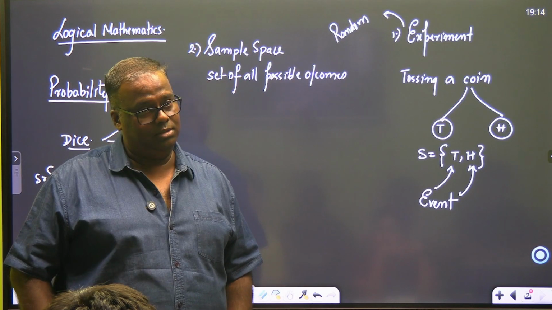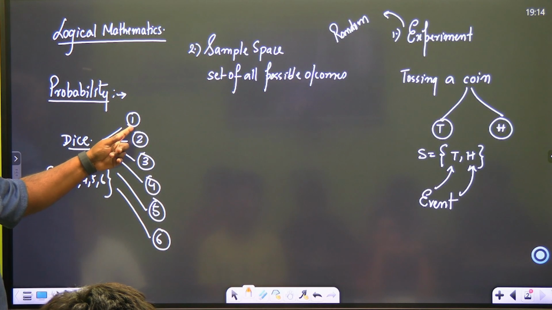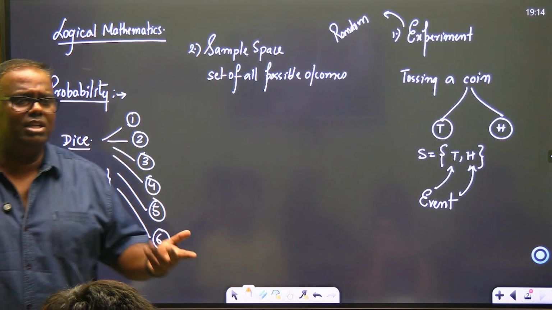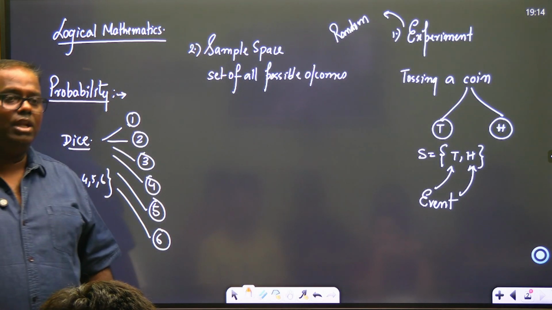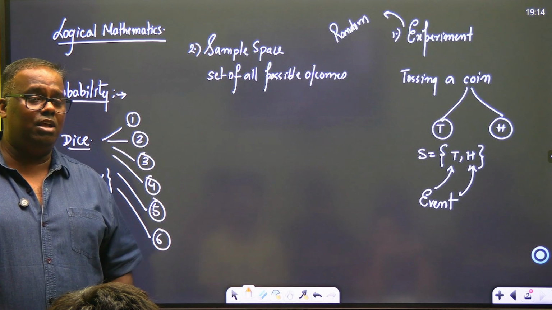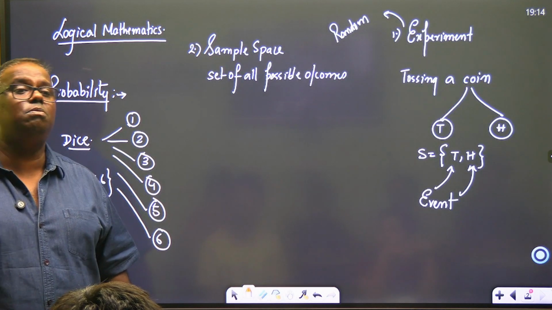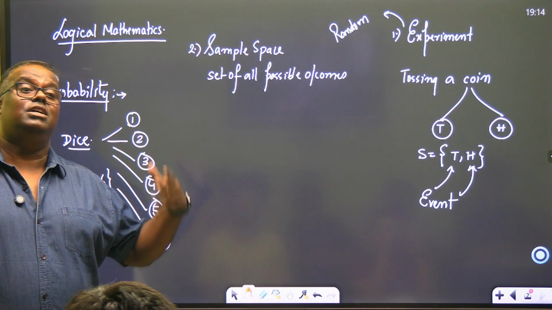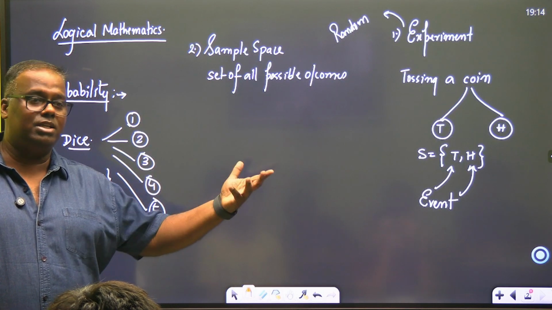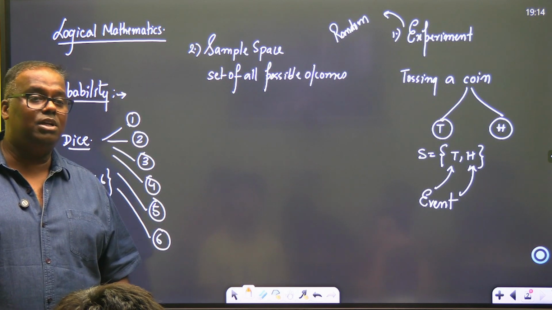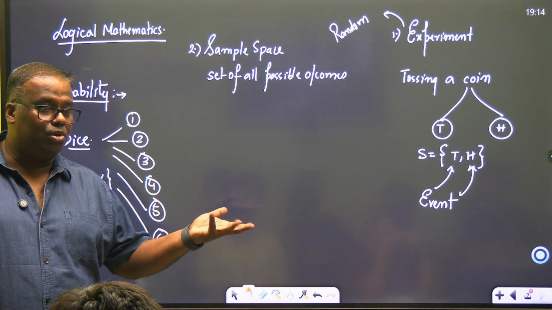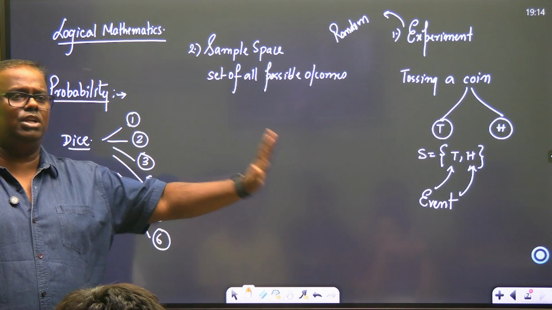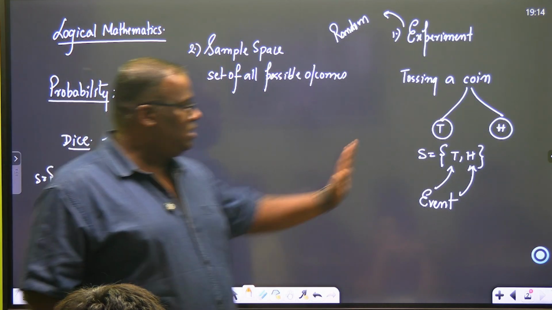Clear? Getting 1 is an event, getting 2 is an event, getting 3 is an event. Can you see some other events out here? Well, we can design it. Throw a dice and call an event A where A is the outcome that the number is a multiple of 3. Means 3 qualifies, 6 qualifies. Throw a dice, call an event B where the number is greater than 4. 5 qualifies, 6 qualifies. We can create events. According to our definition, we can create an event. But the event will always lie inside the sample space.